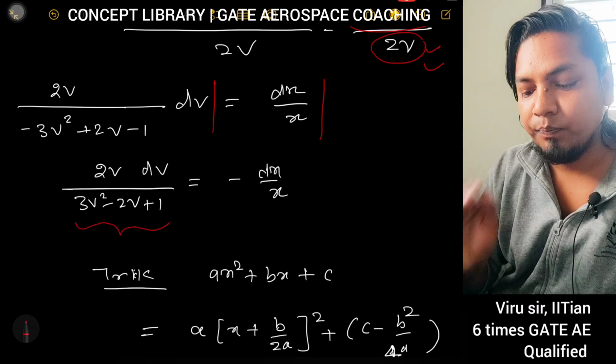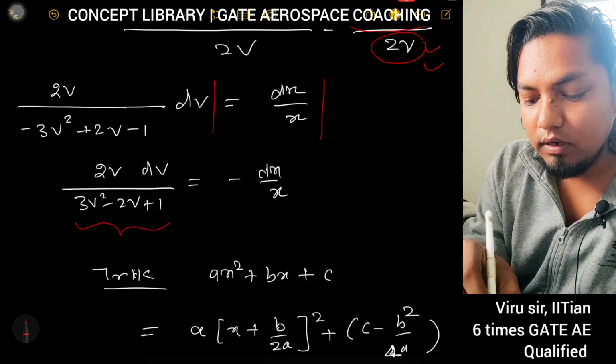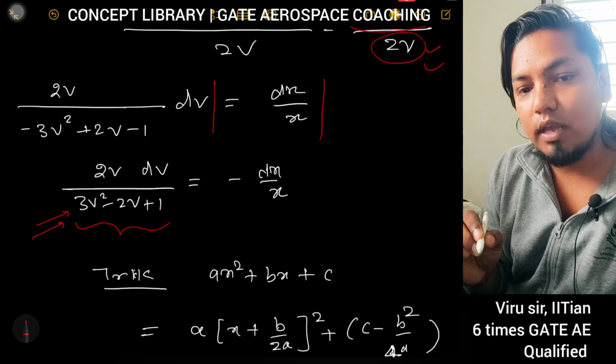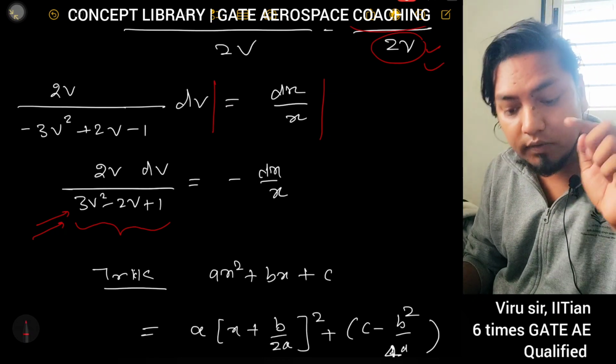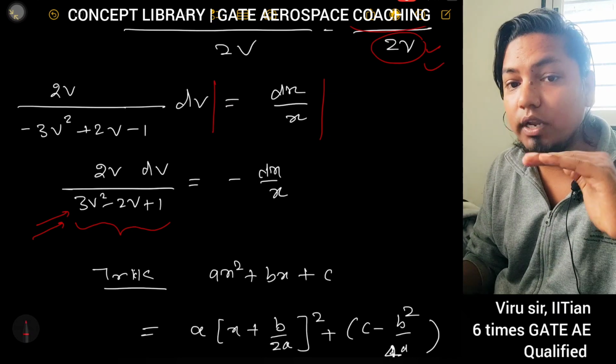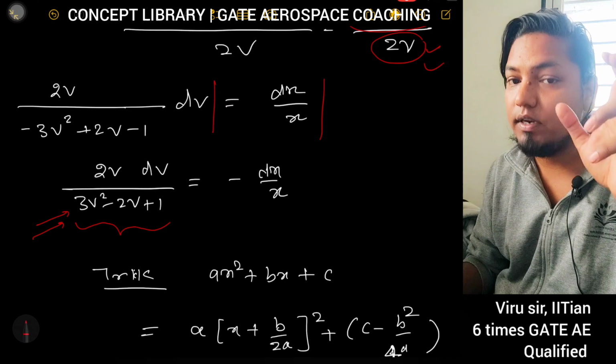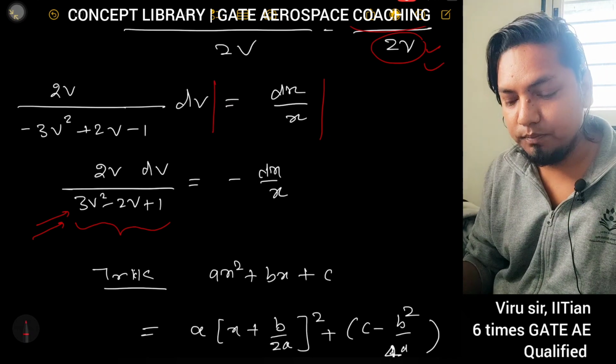How will you solve this? So see, first of all you should think in this way. If I differentiate 3v square minus 2v plus 1, what will come? If you differentiate, 6v minus 2 will come. But at the top, we don't have 6v minus 2. It means this is not the format of f dash x by fx. So what will you do?